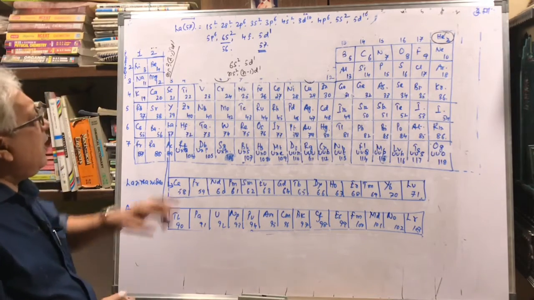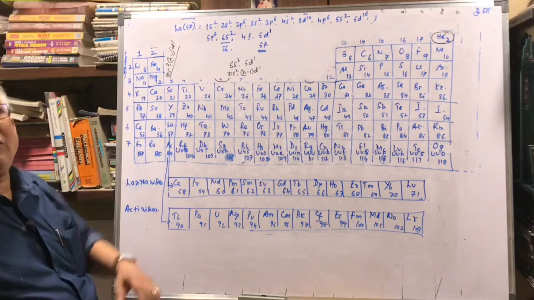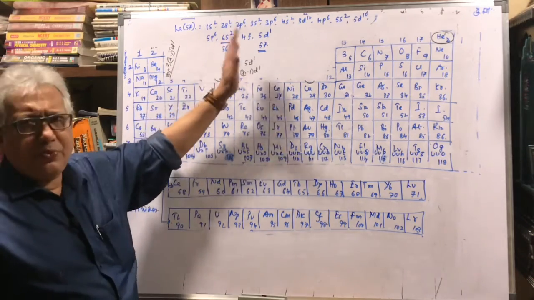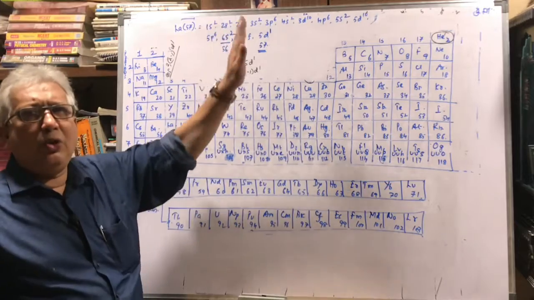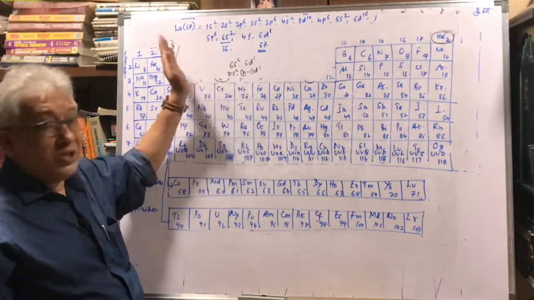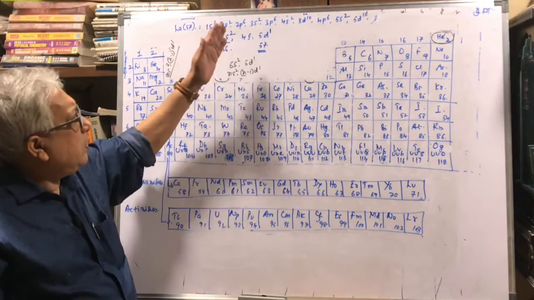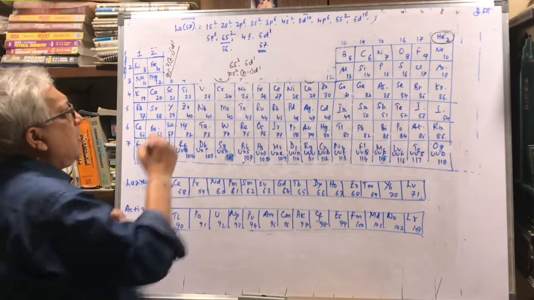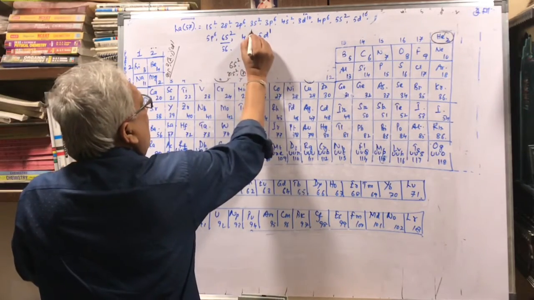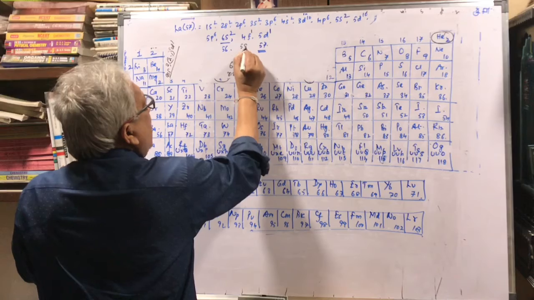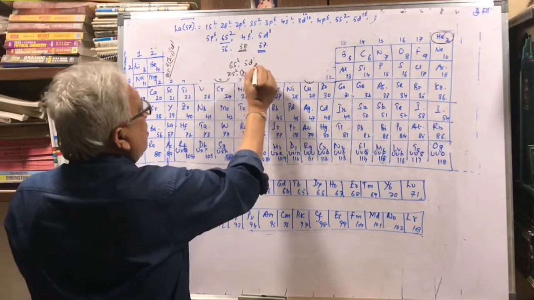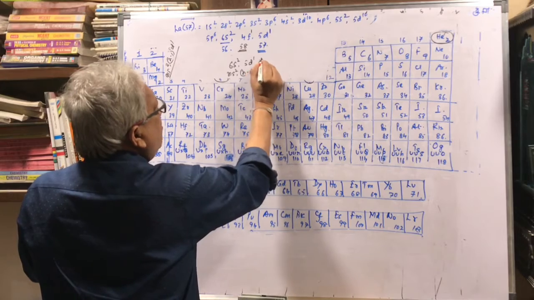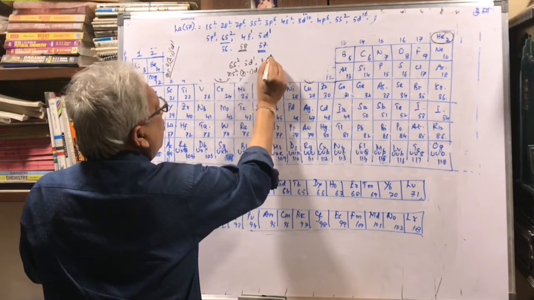I will not fill the electron in 5d, I will fill the electron in 4f. This happens because of the energy factor. All these explanations are given on the basis of energy factor or stability factor. So electron number 58 comes to 4f1, and therefore its configuration becomes 6s2 5d1 4f1.